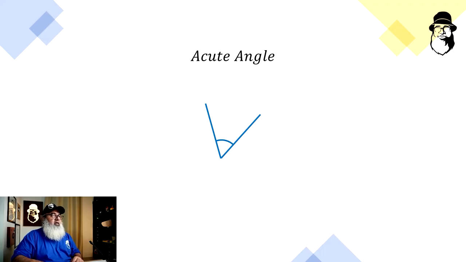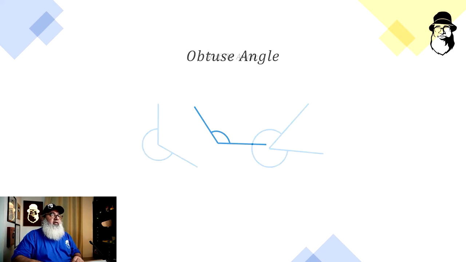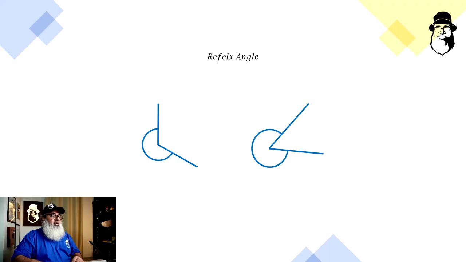Now, an angle that is smaller than a right angle is called an acute angle, like this one. The one that is between 1 and 2 right angles is called an obtuse angle. And then these are reflex angles. An angle between 2 and 4 right angles is called a reflex angle. So these two are reflex angles.